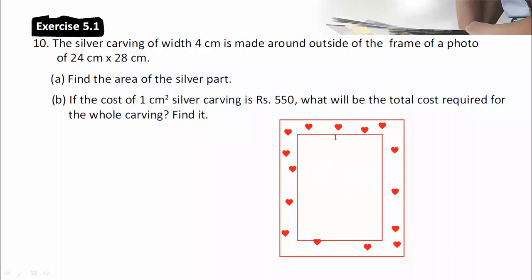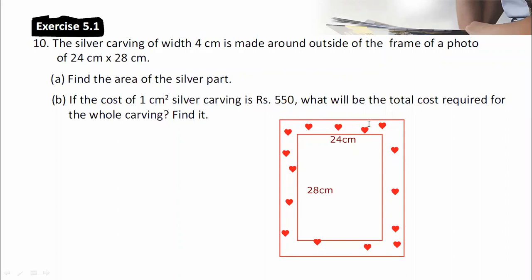That means this is 24 centimeter and this vertical one is 28 centimeter. This type of photo frame is there. And the question is, find the area of silver part. Silver part भनेको यो बाहिरपट्टि जुन हट डिजाइन बनायो मैले, यो बाहिरपट्टिको हट भएको part. We have to find out the area of this part.